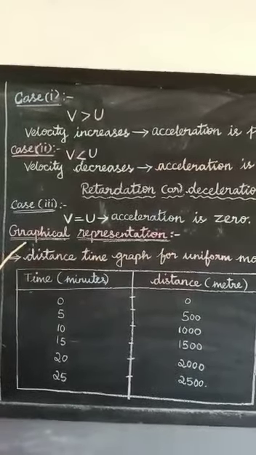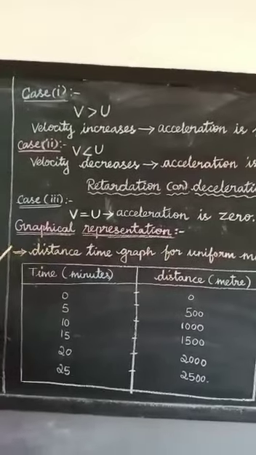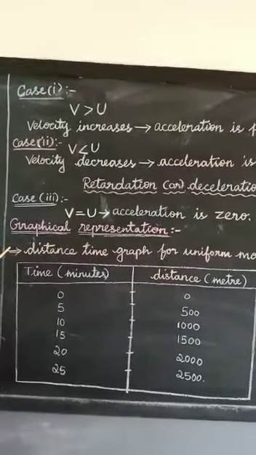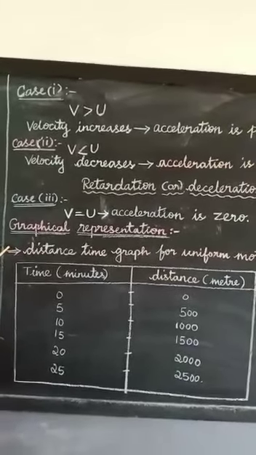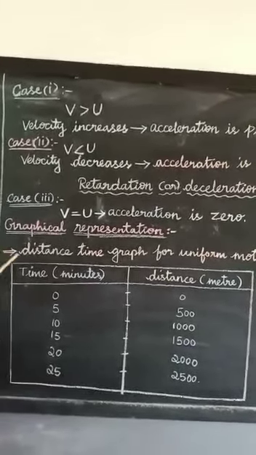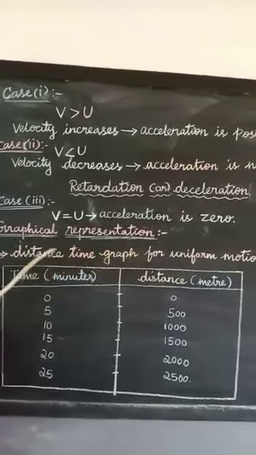Students, next is graphical representation. Already we have discussed distance, displacement, acceleration, velocity, everything. Now we are going to discuss those things in graphical representation. First, the distance time graph for uniform motion.